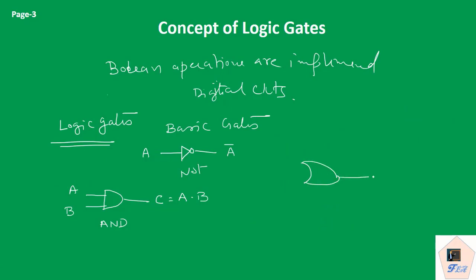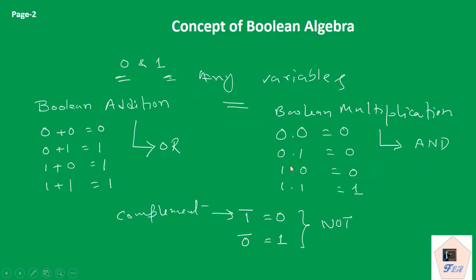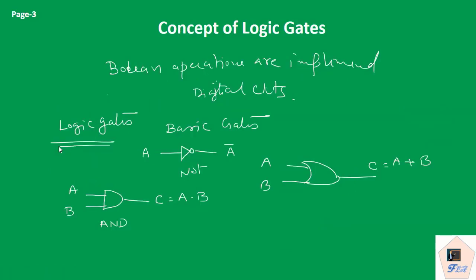This is the symbol of the OR gate. It also takes two inputs, say A and B, and gives output, say C. So C is equal to A or B. This plus symbol for logic operation is read as A or B. Here the OR gate performs the Boolean addition operation. So this is about the concept of basic logic gates.